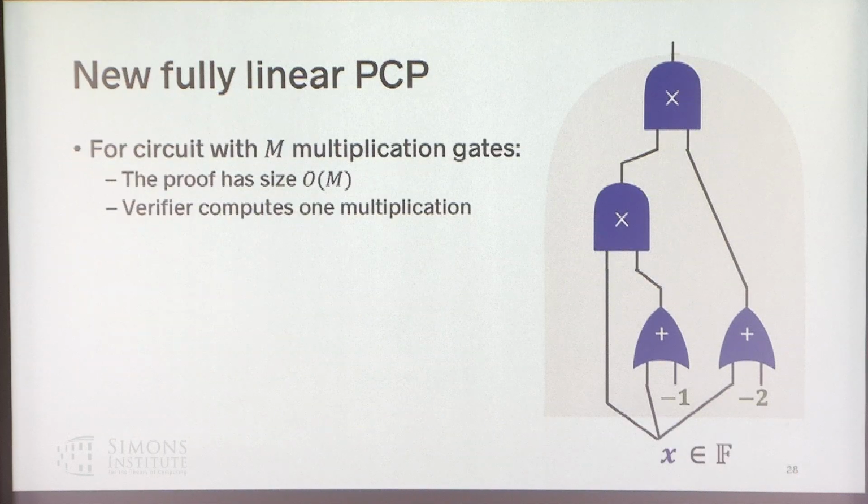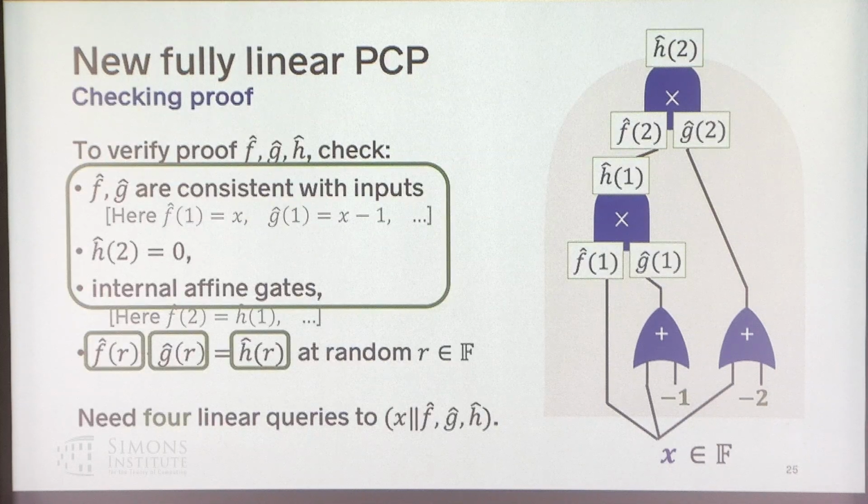OK, so for a circuit with, say, m multiplication gates, yeah? Good. So I didn't explain how that works, but it's very, very simple. All you do is you set the constant term, say f of 0 and g of 0, to be random values. And that's enough. Yeah. Great question.